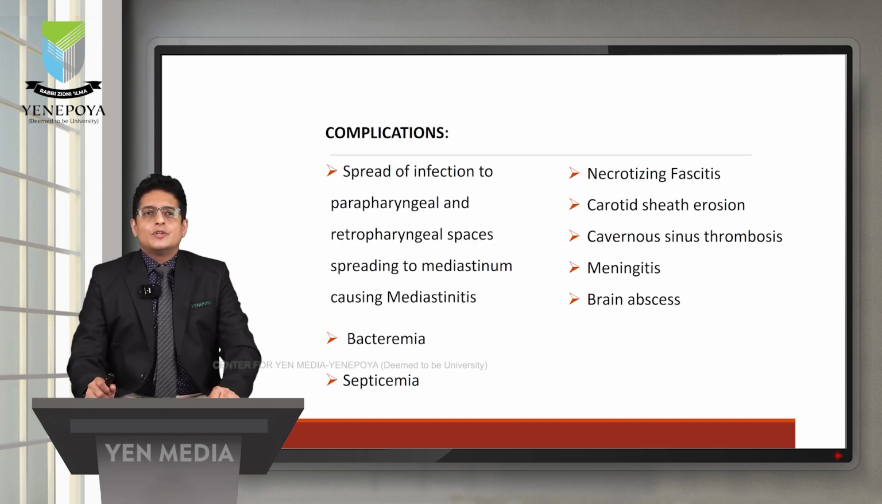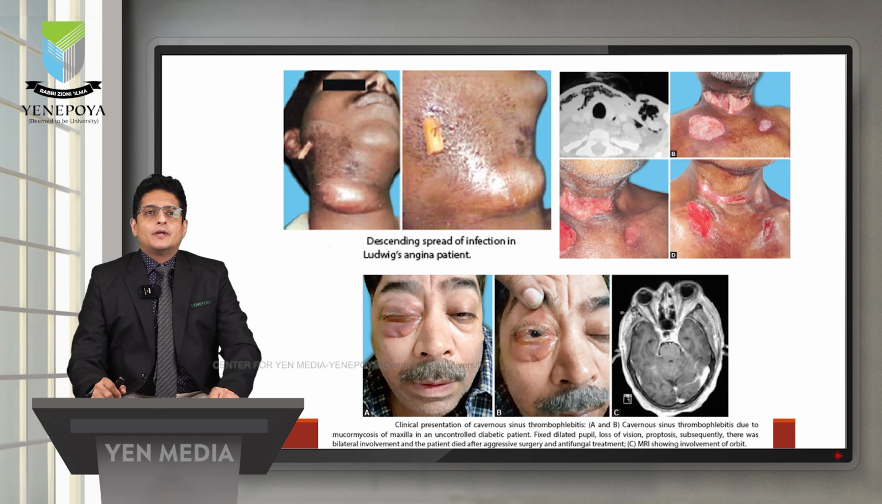The complications of Ludwig's angina include spread of infection to the parapharyngeal and retropharyngeal spaces, thereby spreading to the mediastinum, causing mediastinitis, which is one of the dreaded complications. Bacteremia, that is the infection spreading into the bloodstream. Septicemia, the toxins released by the infectious organisms entering the bloodstream. Necrotizing fasciitis, carotid sheath erosion, cavernous sinus thrombosis, meningitis and brain abscess. These are the pictures depicting the various complications, including cavernous sinus thrombosis, brain abscess and meningitis, necrotizing fasciitis, etc.